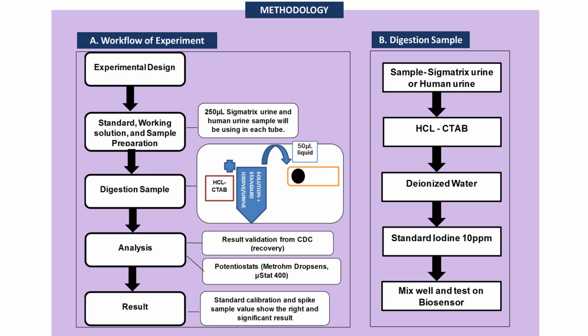A total of 200 microliters of synthetic urine and human urine is taken and used for the next step, which is the digestion of the sample. Please see column B, digestion sample. The urine was mixed with HCl, CTAB solution, then deionized water and standard iodine 10 ppm were added. The mixture is mixed well and the test is carried out. Please see flowchart A again.